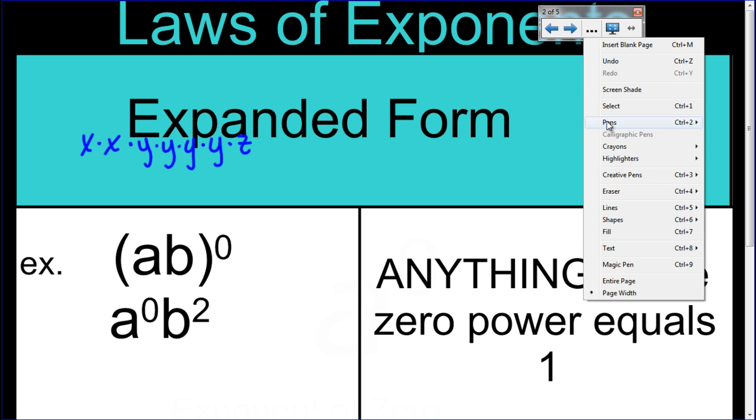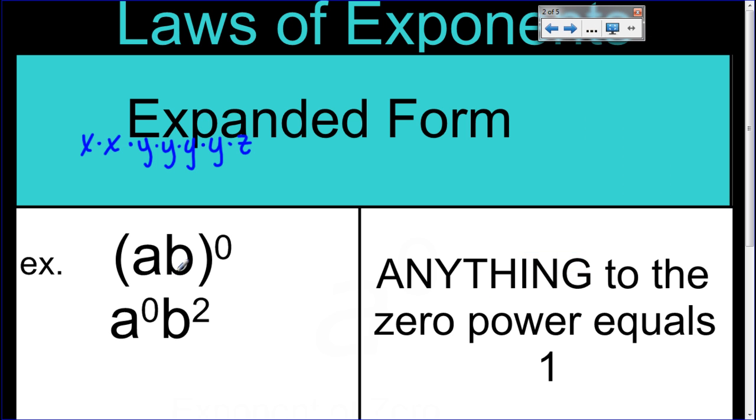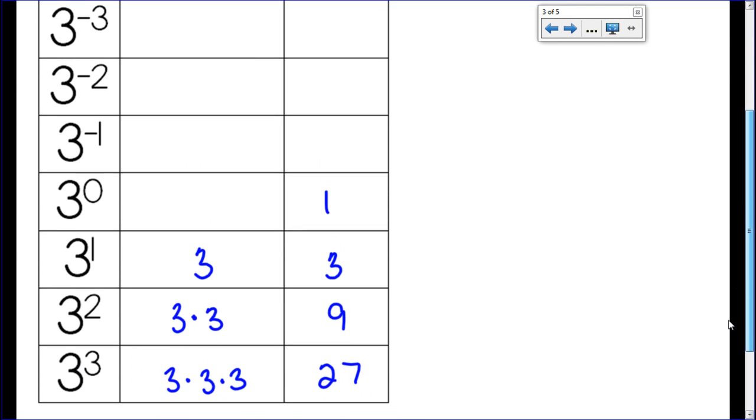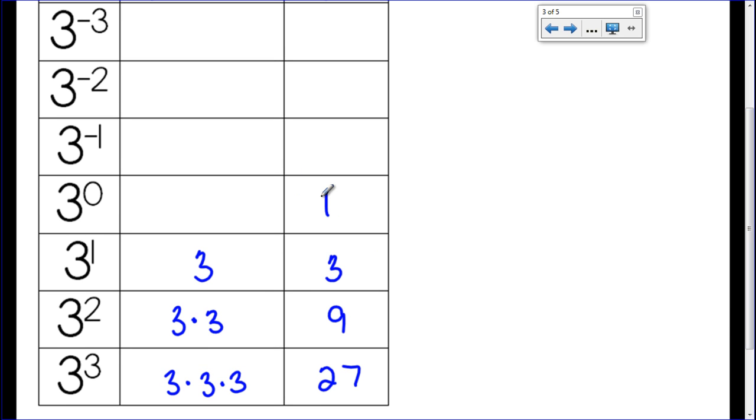So if we're going to do examples of anything to the power of 0, if I have a times b, all of that to the power of 0, it's equal to 1. If I have an example like this, a to the 0 times b squared, well, the a to the 0 equals 1, so I end up with 1b squared. Well, I don't have to write the 1, I can just put b squared. So it, in essence, cancels itself out of that expression. So anything to the power of 0 is equal to 1. So there's no expanded form for that, but there is the number.